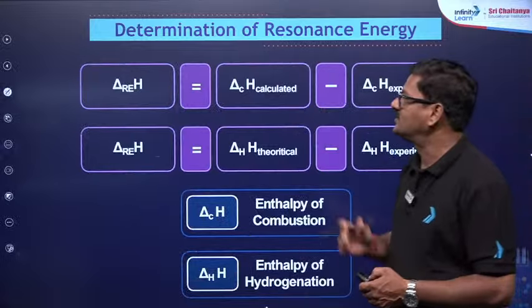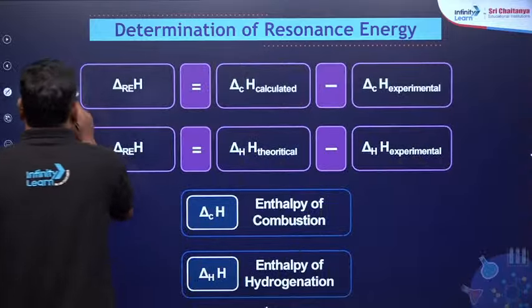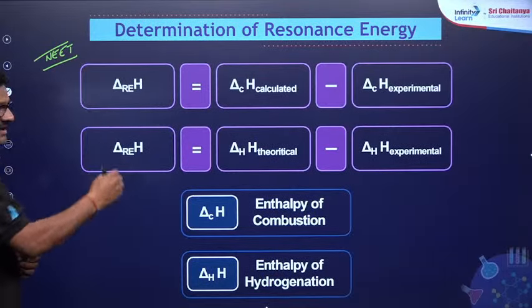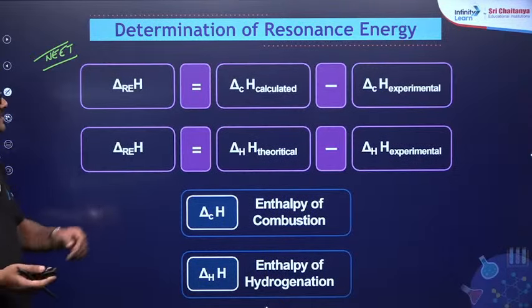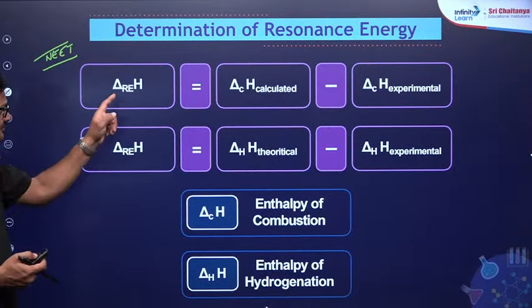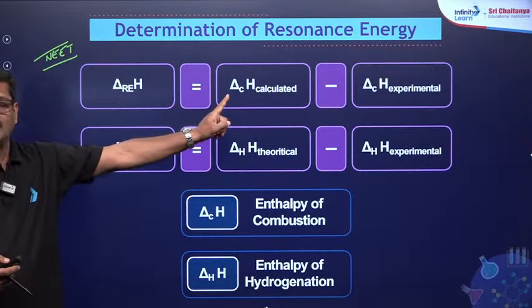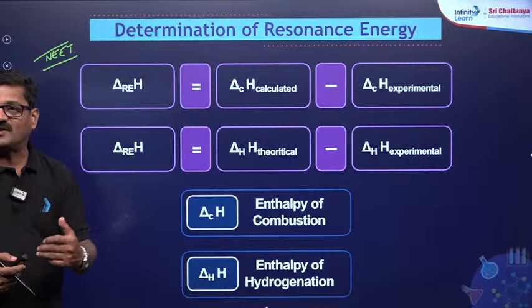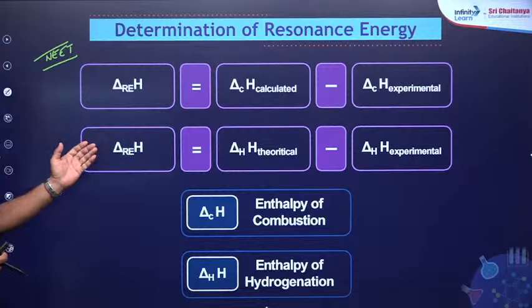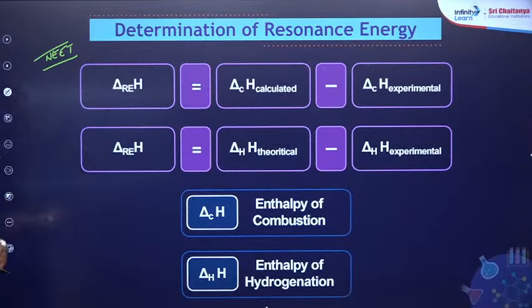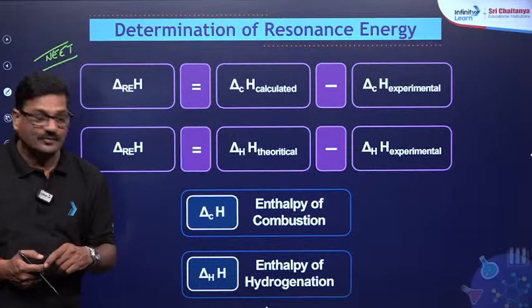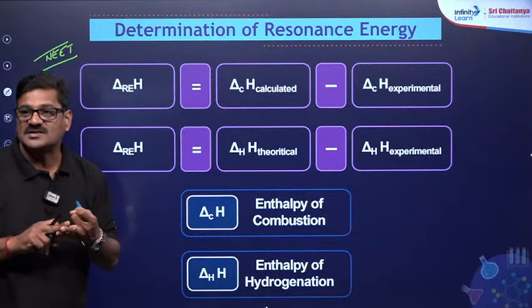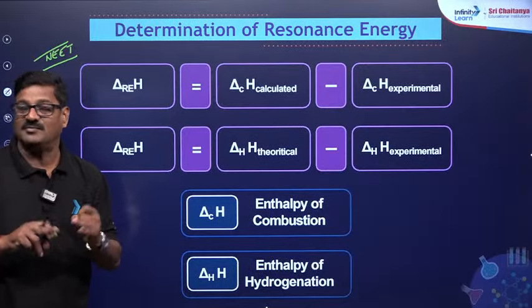Now let us talk about determination of resonance energy, and NEET examination में अगर toughest paper आपको देना चाहता हूँ तो उससे दे सकता हूँ, right? Resonance energy is equal to enthalpy of combustion calculated minus enthalpy of combustion experimental, or else resonance energy can also be calculated from enthalpy of hydrogenation, alkene होगा तो थियरिटिकल माइनस एक्सपेरिमेंटल. सो कंबशन से निकाल सकते हैं, हाइड्रोजनेशन से निकाल सकते हैं. दैट्स वेरी वेरी वेरी इंपॉर्टेंट.